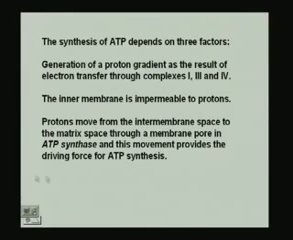So, the protons actually move from the intermembrane space to the matrix space through a membrane pore. Because the membrane itself is impermeable to protons, you have to have a membrane pore. Now, what do we mean by a membrane pore?